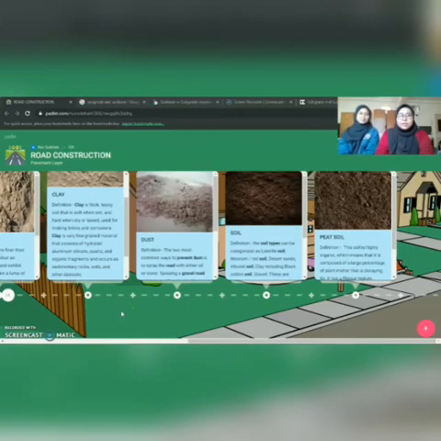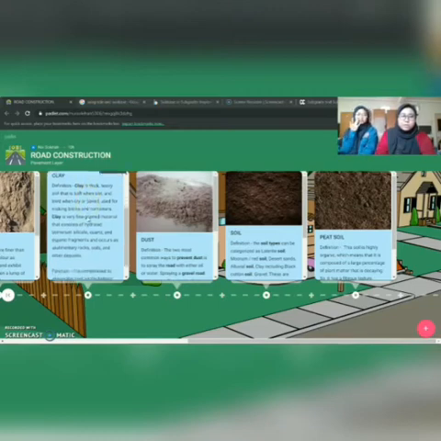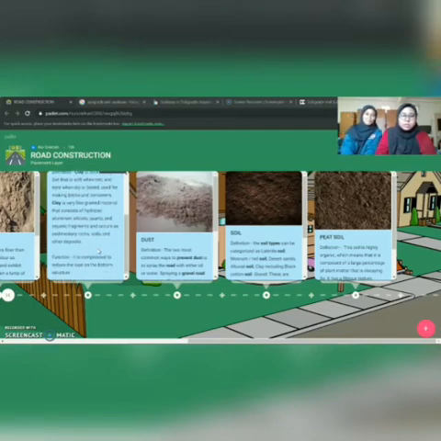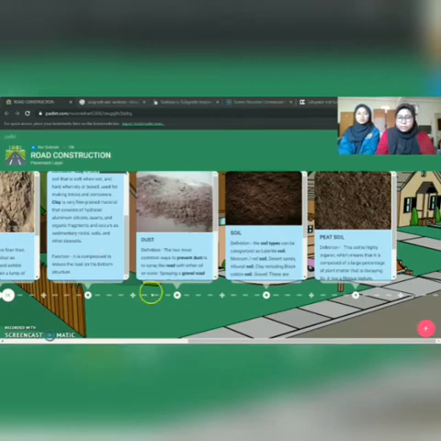Fourth is clay. Definition of clay is thick, heavy soil that is soft when wet and hard when dry, baked, used for making bricks and containers. Clay is very fine grained material that consists of hydrated aluminium silicate, quartz and organic fragments and occurs as sedimentary rocks, soils and other deposits. The function of clay is it is compressed to reduce the load on the bottom structure.